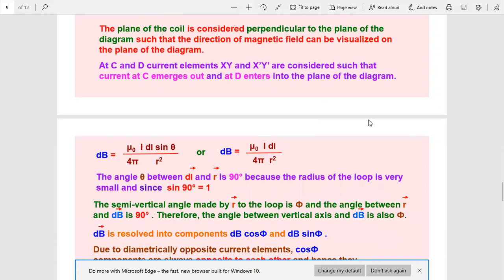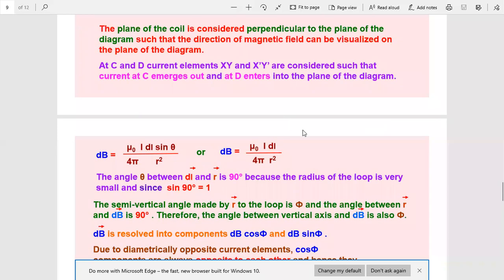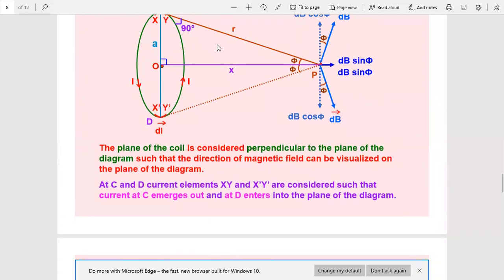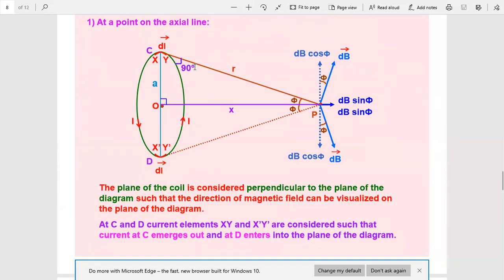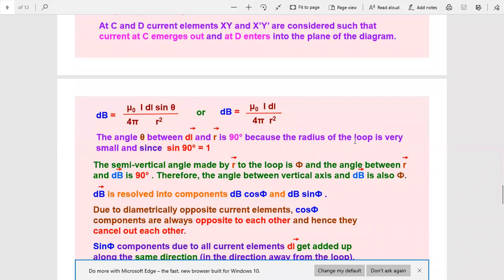So look at dB equal to mu naught upon 4 pi, I dl sine theta upon r square. This is the well-known expression of the Biot-Savart law due to an elementary current I dl. And now here we have to find theta. What is theta here? You know that theta is the angle between the current vector and the position vector. So here, if you look at the figure, this is 90 degrees. Therefore, sine 90 equals 1. So we get the expression mu naught I dl upon 4 pi r square. Okay, so that has already been described.